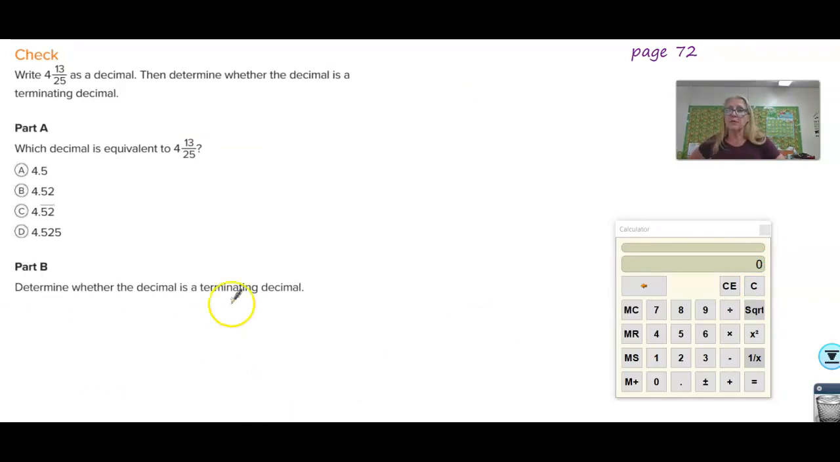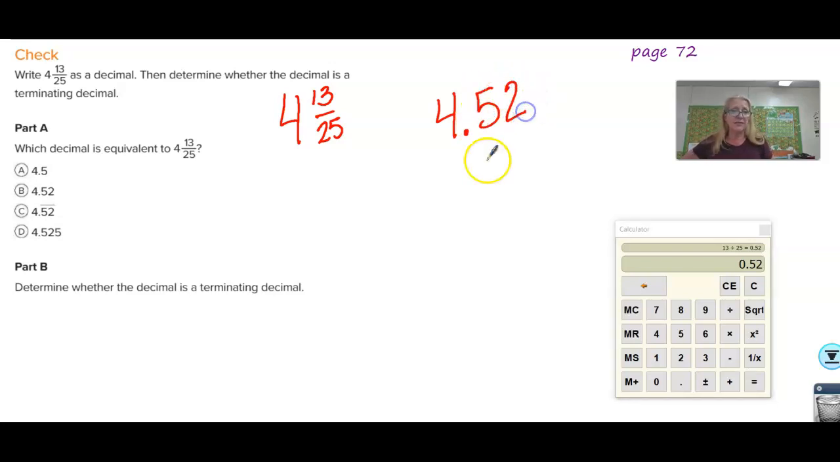Okay, so again, here we've got 4 and 13/25. So we're going to have 4 point. Just take that 4 and put it to the left of the decimal. Then come over here in your calculator and do 13, the top number, divided by the bottom number, 25, equals. And we get 0.52. Not 525252, just 52. This is equal to 4.52. Come on over here, and it looks like B is the winner.